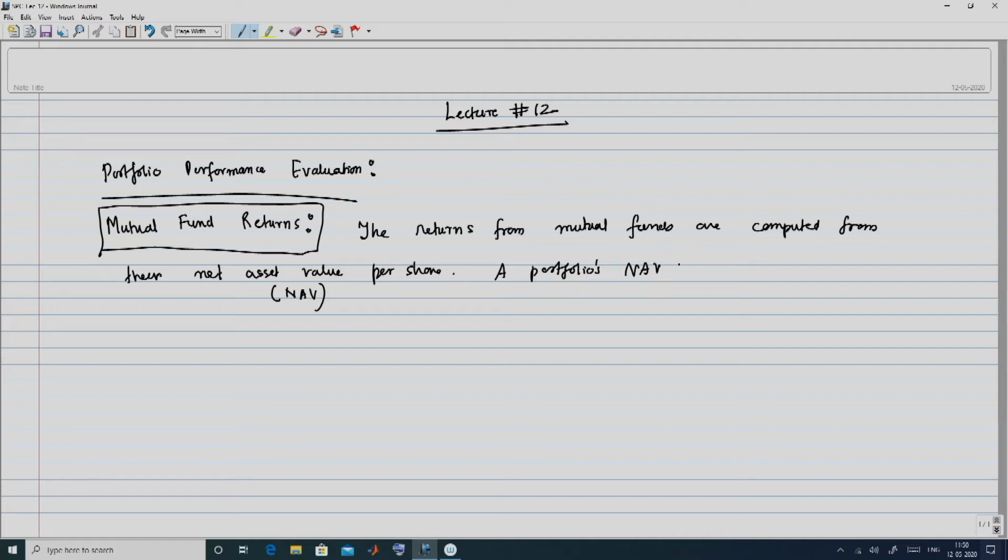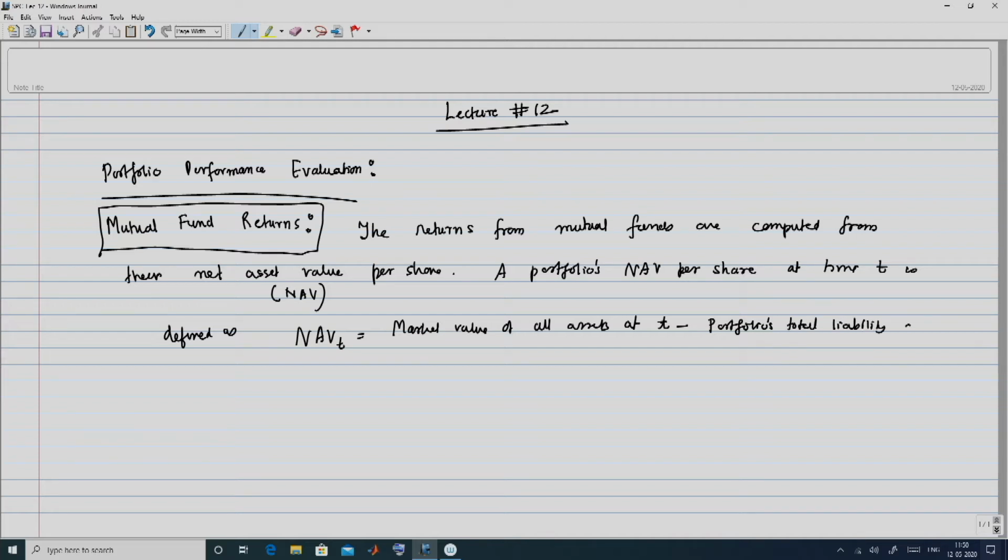So, a portfolio's NAV per share of the mutual fund at time t is defined as: NAV_t is the market value of all assets at time t, and that means all the assets in the mutual fund, minus the portfolio's total liability at time t, divided by the total number of shares outstanding, and by outstanding I mean that they are being held by investors at time t.